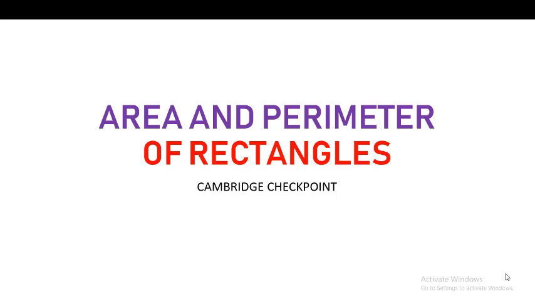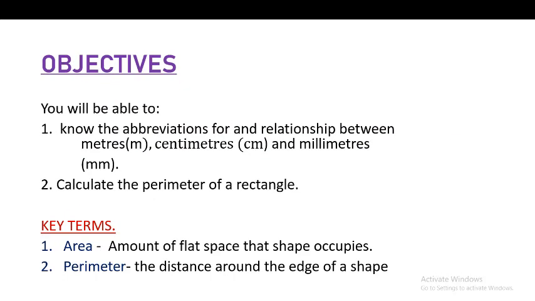In our next lesson, we have area and perimeter of rectangles. Now, objectives, the things that we are going to achieve in this lesson. By the end of this lesson, you'll be able to know the abbreviations for and the relationship between meters, centimeters, and millimeters. After that, you are going to calculate the perimeter of a rectangle.